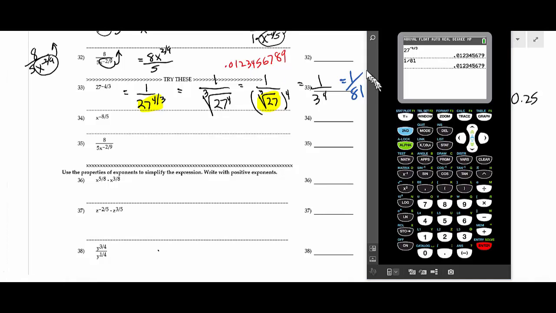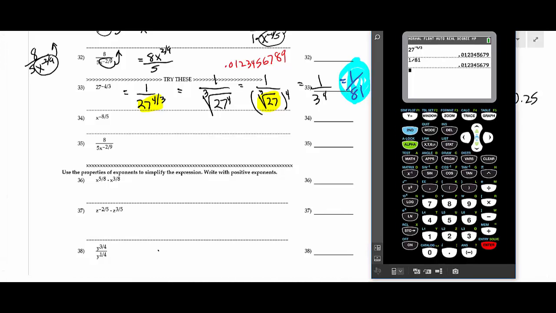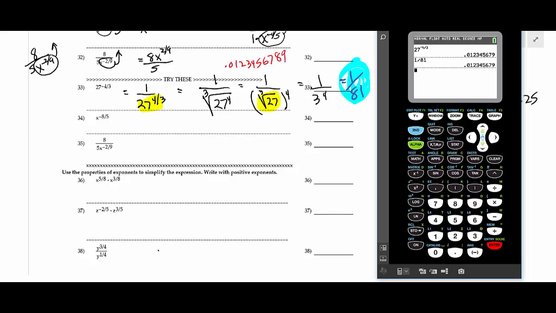What I'm after, the answer I'm looking for, is 1 over 81. I'm not looking for the decimals, but on homework and stuff, if you want to check your answer with your calculator, you can certainly do that.